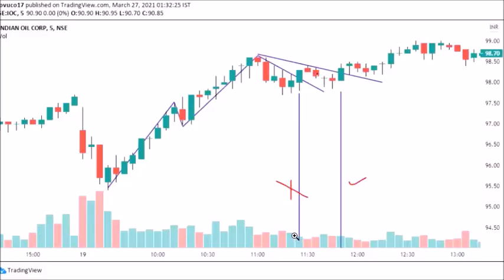Inadequate volume in the sense that the volume of this particular candle, the breakout candle, is less than the volume of the previous candle, so you will not take this trade. Again you can just wait to get the proper breakout, but again here a higher low is formed, right? So after this higher low is formed, you got a breakout over here.